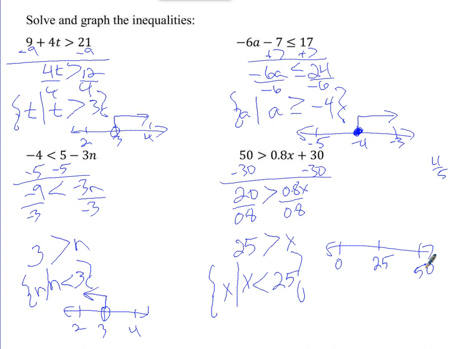Okay, my dot will be open, and that says less than, so I'm going to the left. Read the answer out of this format here. This says x is less than 25, and less than values are this way.